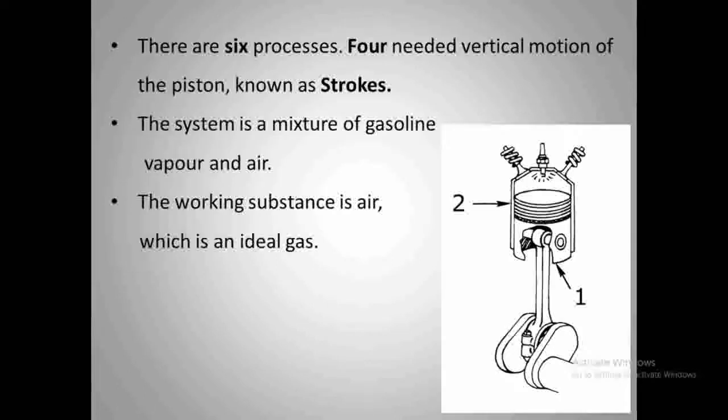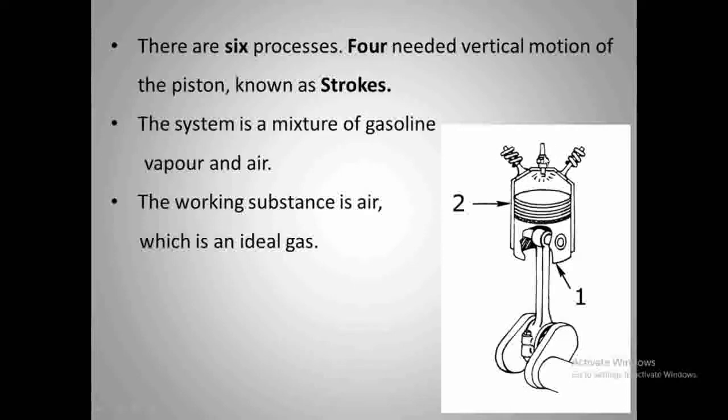In an idealized gasoline engine, or in an Otto cycle, there are 6 processes. So there are 6 processes, needing vertical motion of the piston known as stroke. This is a very basic, simple pictorial representation of the chamber and the valves. Here you can see there are 2 valves, one here and one here. One is an inlet valve, the other is an outlet valve or exhaust valve.